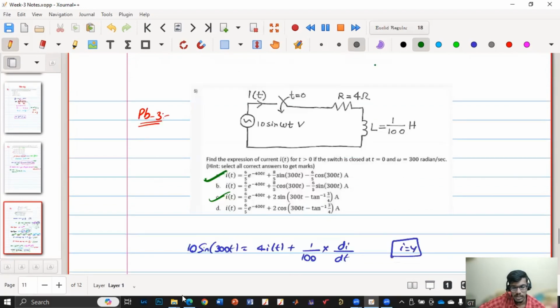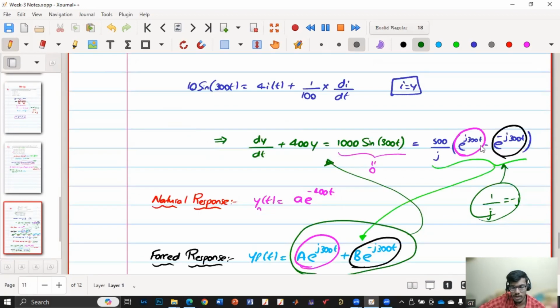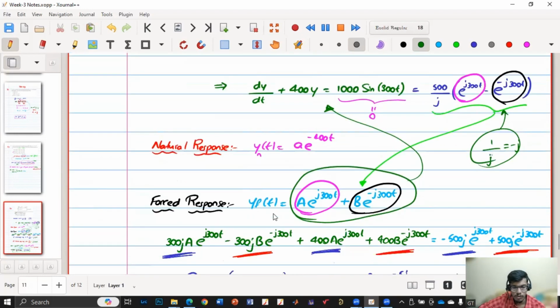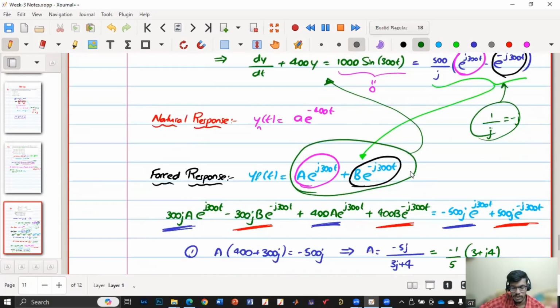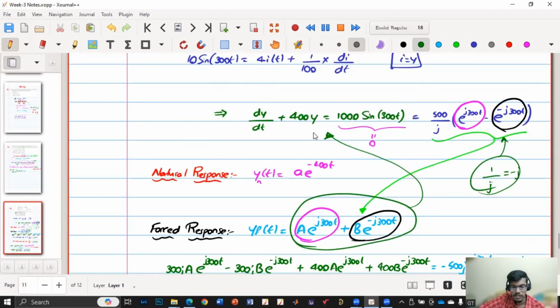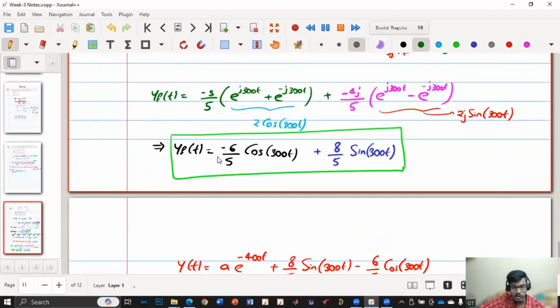This was followed by the sinusoid excitation, which we have discussed. If the input is sine, then we have written it as a summation of two exponential terms. Then we have calculated the natural response. The forced response will be coefficients multiplied by those exponential terms, followed by the summation of those terms. Then we have substituted this back in this equation to get A and B. After getting A and B, we have simplified the forced response.